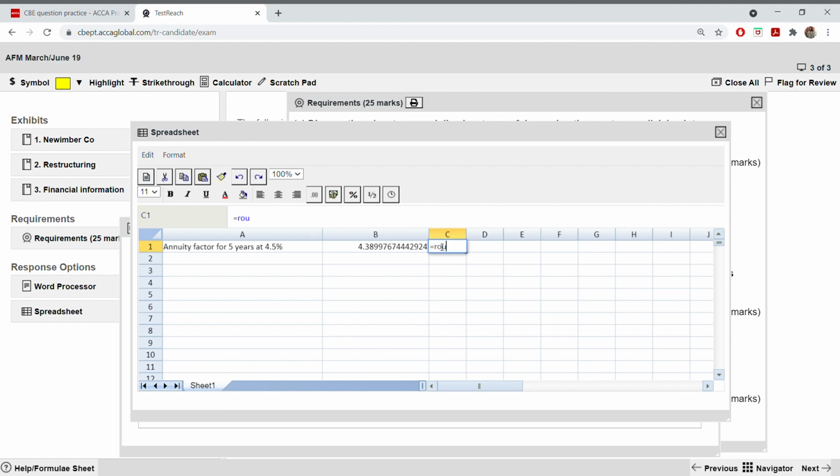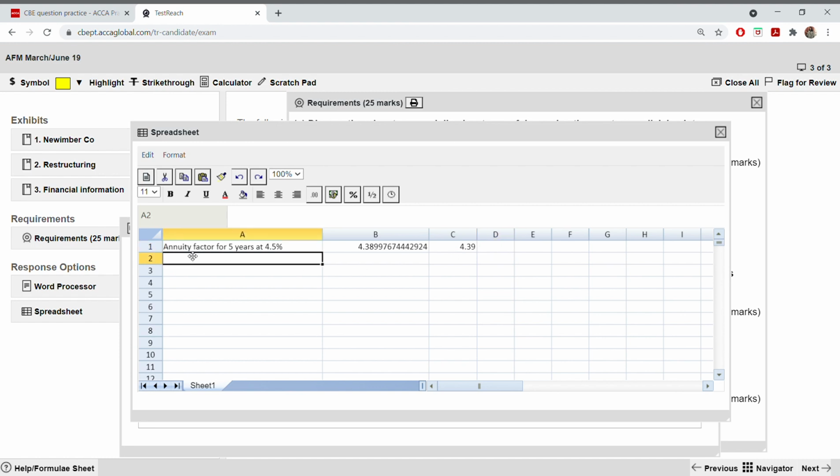Okay, round, click the number, comma 3. If it's 3 decimal places, then it's comma 3. I'm sorry, just put 4. No, it is 3 only, I'm sorry. You are not able to show it in 3 decimal places if there's a 0 at the end. Like 4.390, they will show it as 4.39 only. But it does not matter. 4.39 or 4.390 is the same thing.